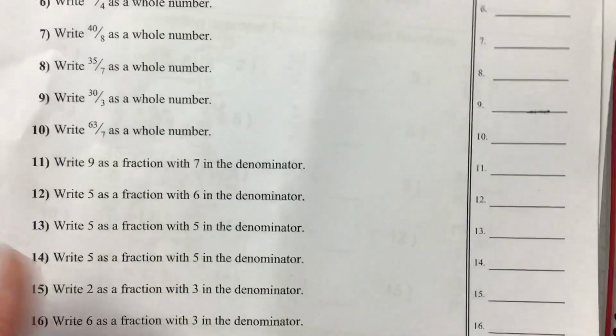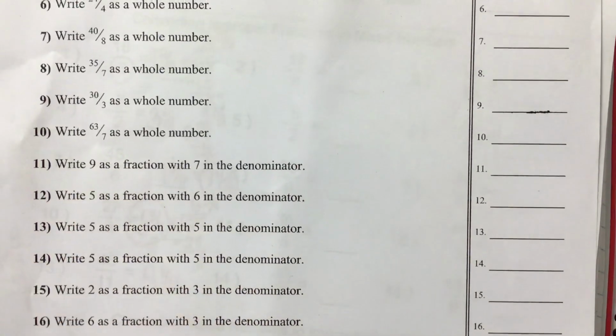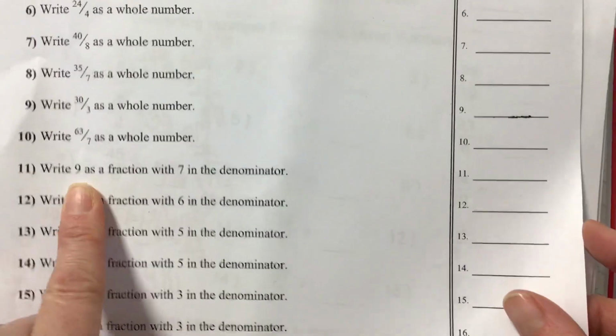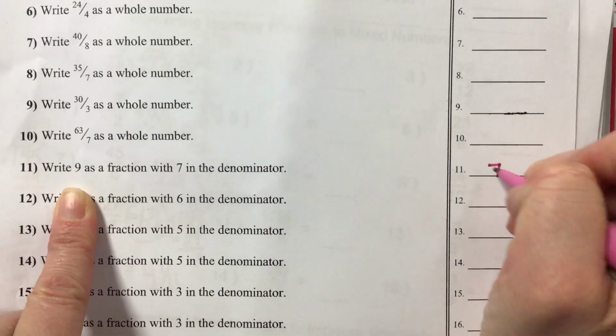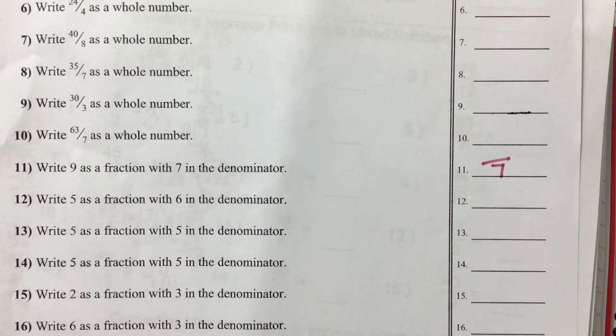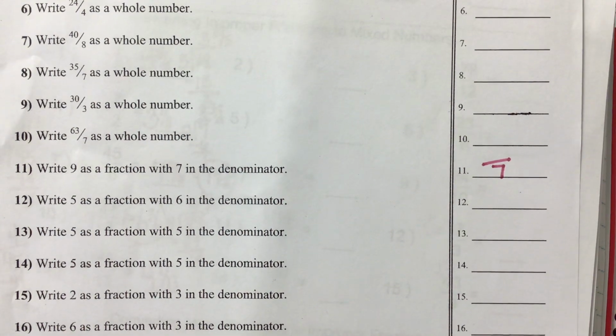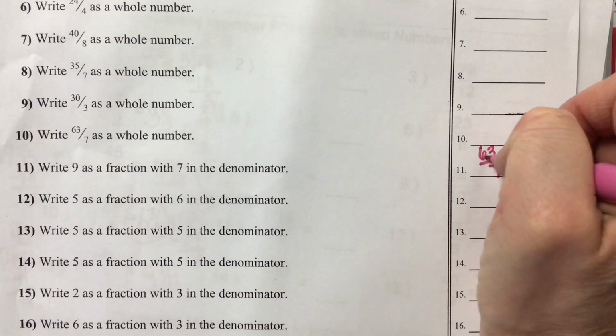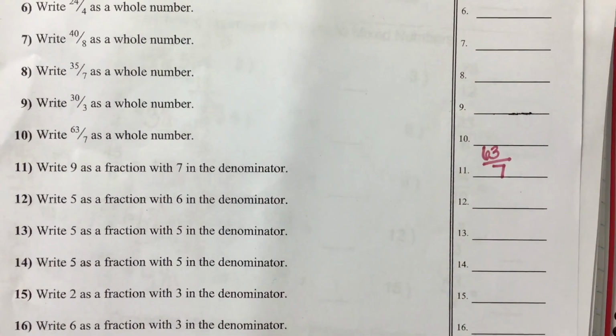Now let's skip down to number 11. Now we're given the whole number and we need to make it a fraction. They give you a specific denominator. Stay with me, please. So write 9 as a fraction with a 7 in the denominator. Well, what divided by 7 equals 9? Or work backwards. 9 times 7 equals 63. So 63 sevenths is equal to 9.